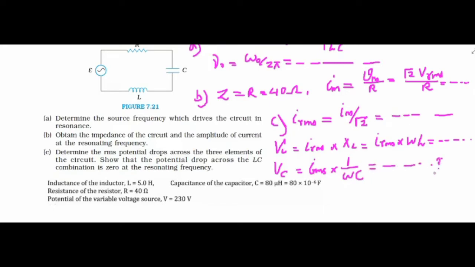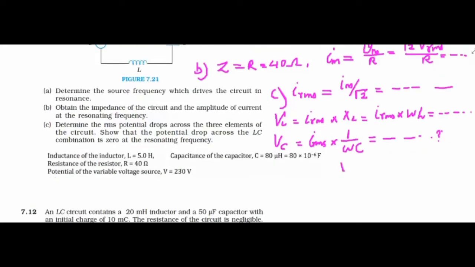Then again you have to find the same for resistance also. You have VR is equal to IRMS into R. So you get the value of RMS voltage drop here. Okay, so you can calculate the answers in this way.